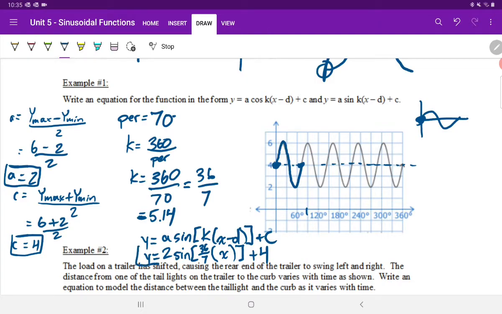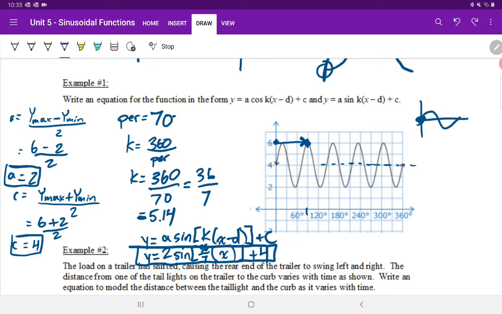Now, I want to say that you don't have to use that equation. Let's say I wanted to use a cosine curve. I know that the positive cosine curve starts on the max. Actually, let's just undo there. The positive cosine curve starts on the max, and you could take either max.